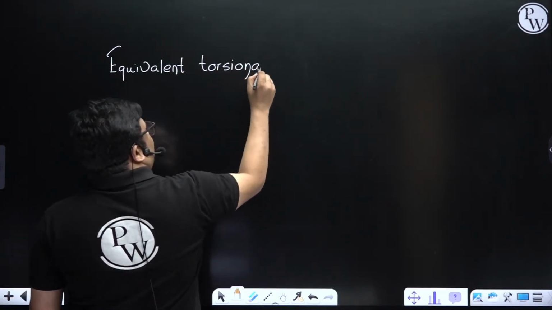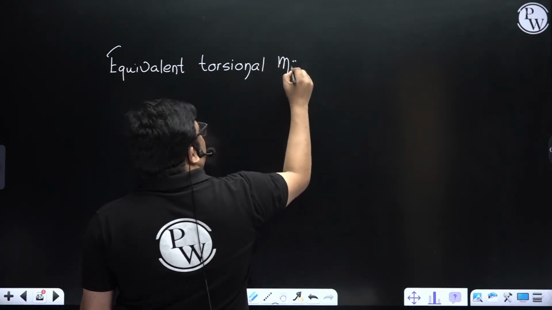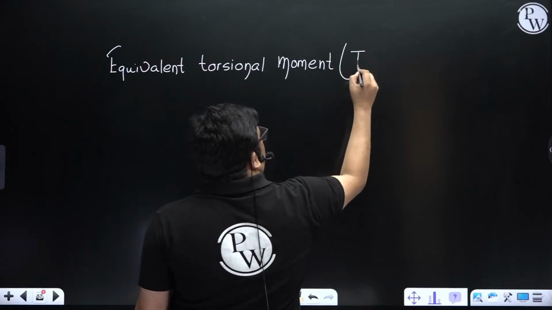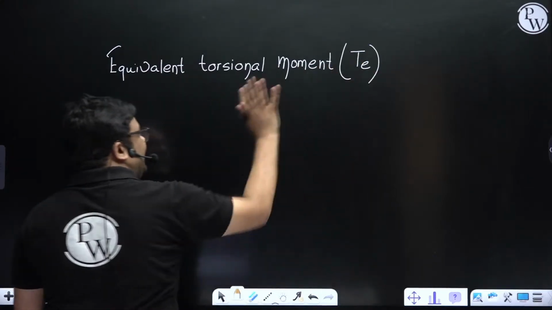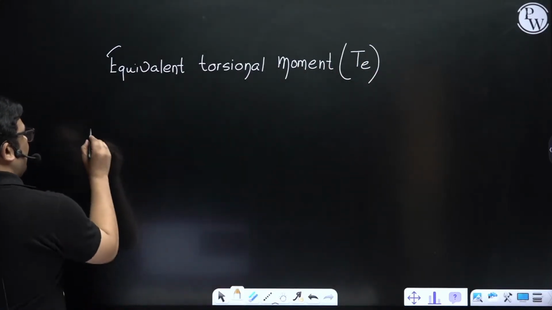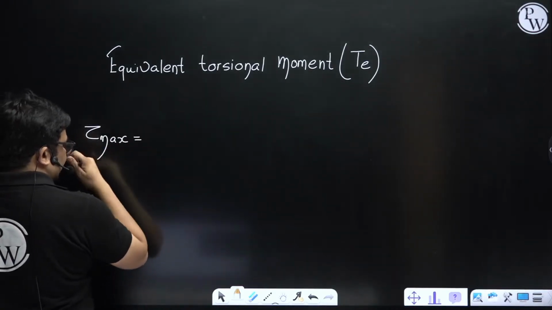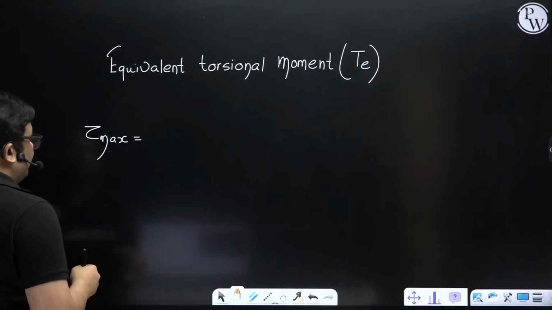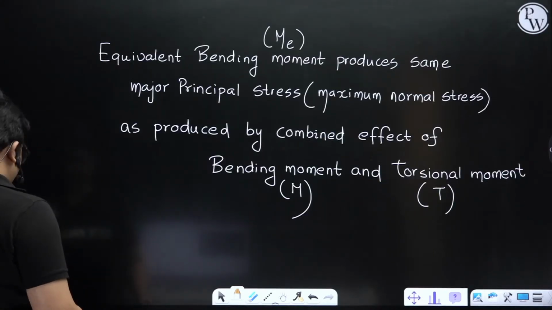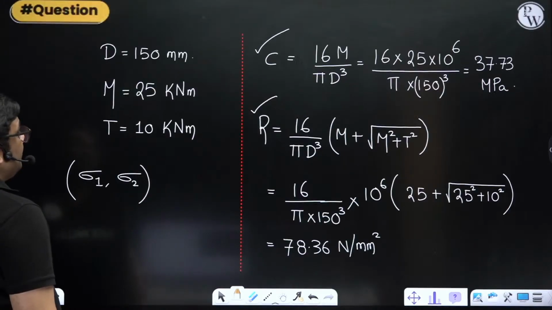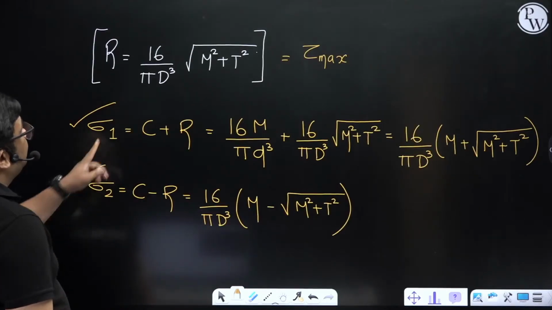The equivalent torsional moment is such that I'll call that TE. So if only TE is applied, what is the maximum shear stress? The maximum shear stress is radius, na? And radius formula was how much? You see, radius formula was this one. You see, this is the formula.